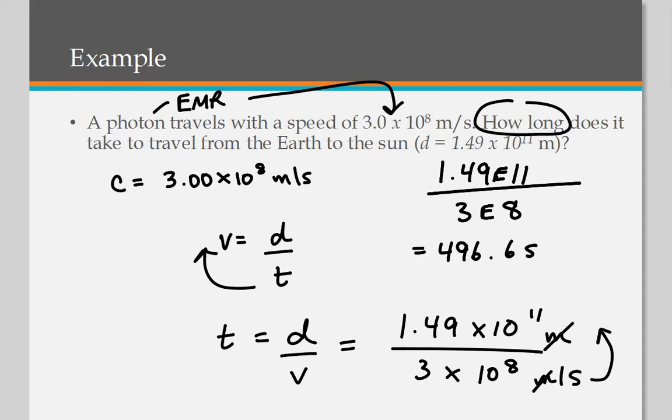Do you guys know how long it takes the sun's light to reach Earth? You might know this. It's usually a fun fact most people know. How many minutes does it take for the sun's light to get to Earth? 8 minutes? Some people just know that, right? Okay, 496.6 divided by 60 seconds in each minute, you get 8.3 minutes. So if the sun blew up, we wouldn't know for 8 minutes.